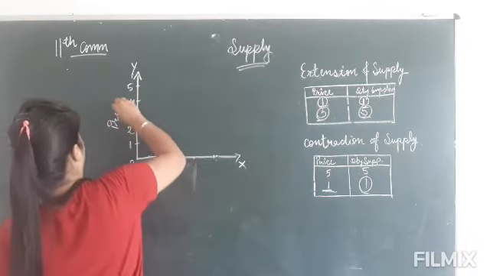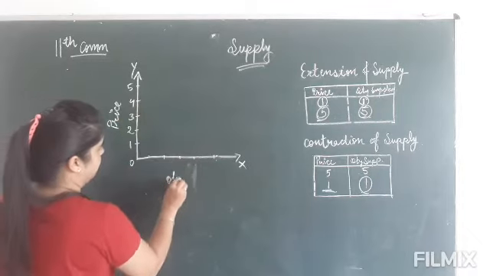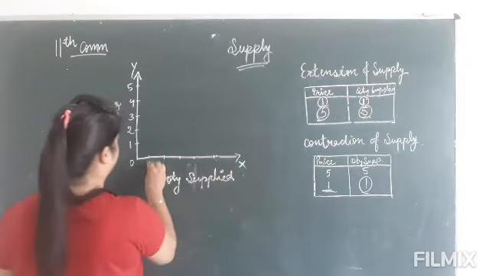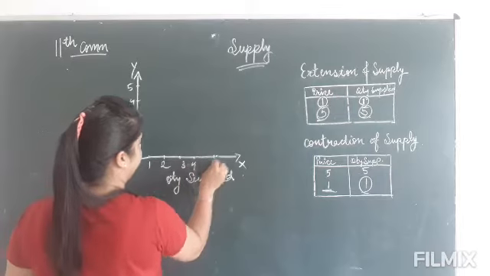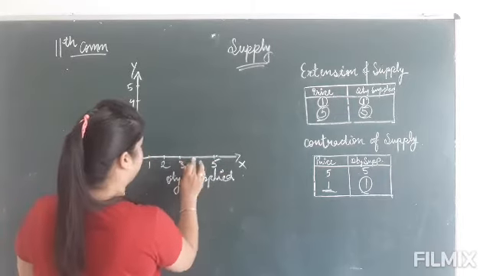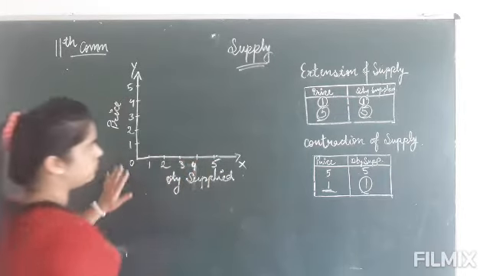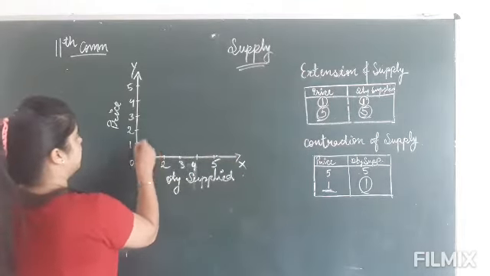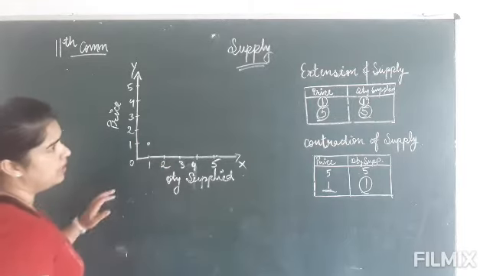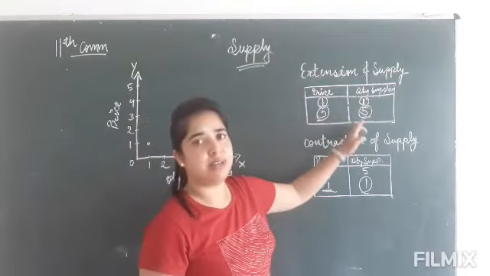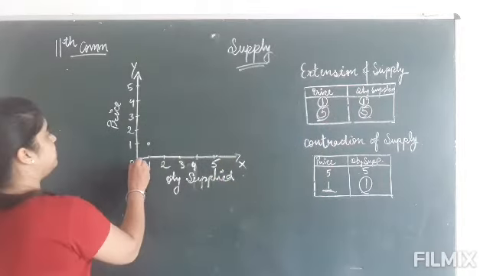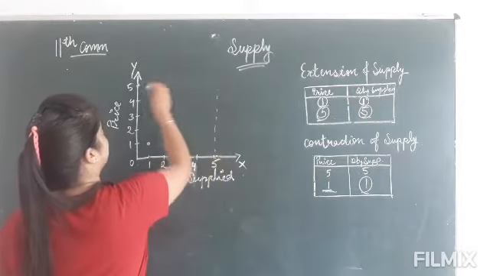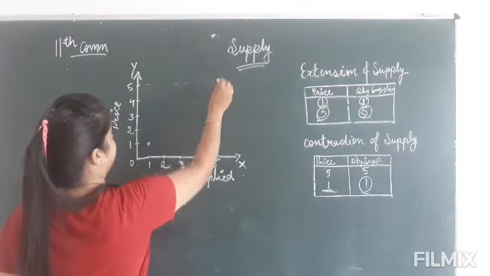Here is the price and here is the quantity supplied. Here we also take the difference of 1 and 1. If the price is 1, quantity supplied is 1. Now if the price rose to 5, quantity supplied is 5, means up to this level.